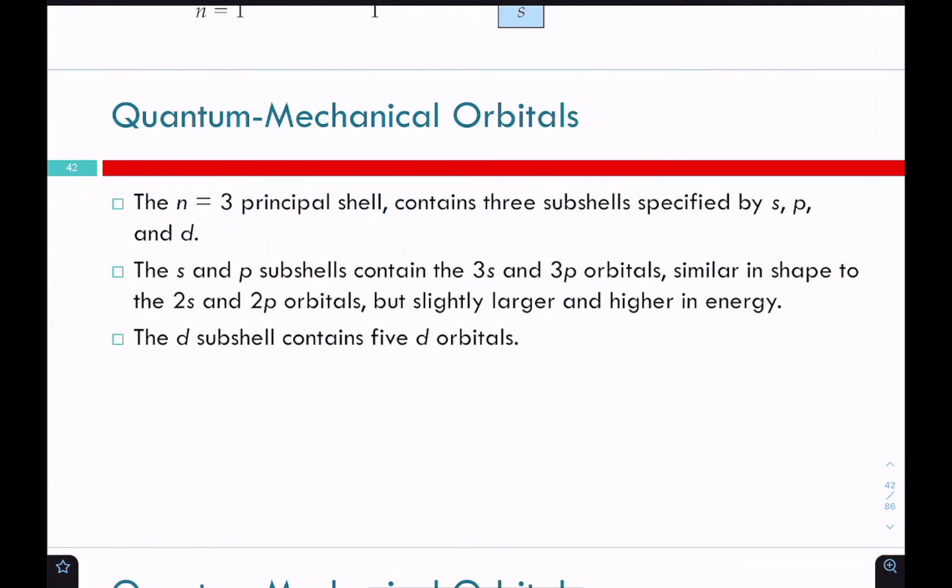So the n equals 3 principal shell contains 3 subshells. So you have s, p, and d. The s and the p subshells contain 3s and 3p orbitals. So we've gone from 1s to 2s. Now we have 2p, and then we have 3s, 3p, and 3d. And the 3s and 3p are similar in shape, but slightly larger than the ones below them, right? The 2s and 2p. And then the d subshell contains 5 d orbitals.